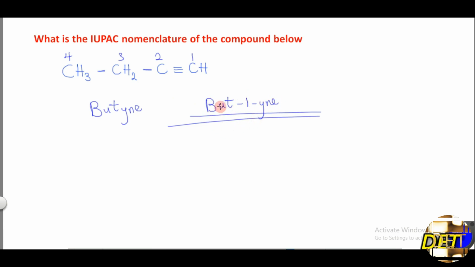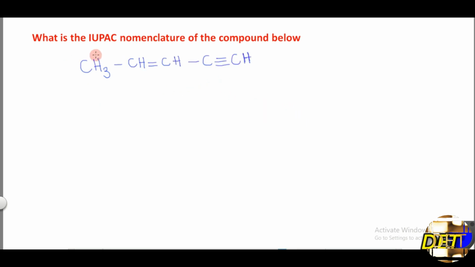But-1-yne: but tells you that there are 4 carbon atoms. The 1-yne tells you that the triple bond, which is the main functional group, is at position 1, is at carbon 1. So this is but-1-yne. Let's look at another example. What is the IUPAC nomenclature of the compound below?